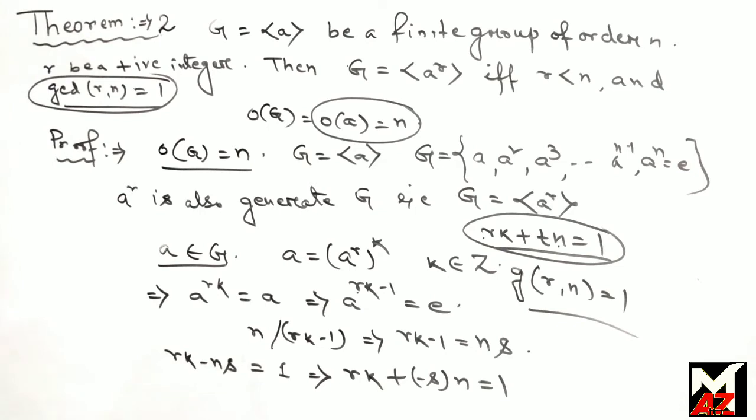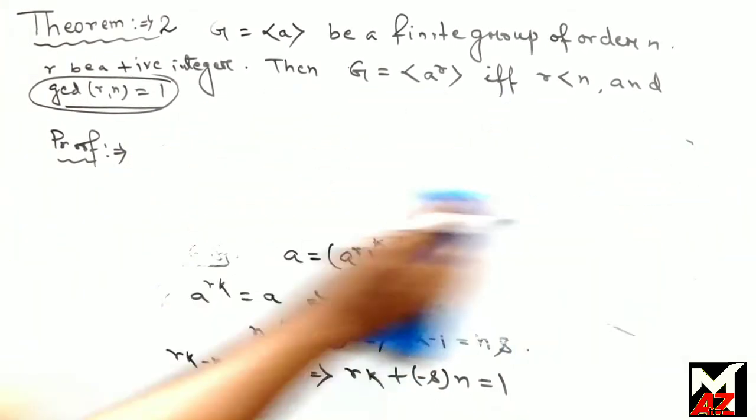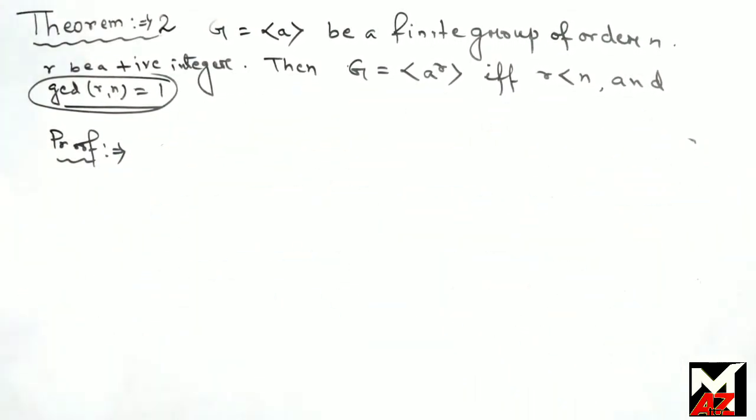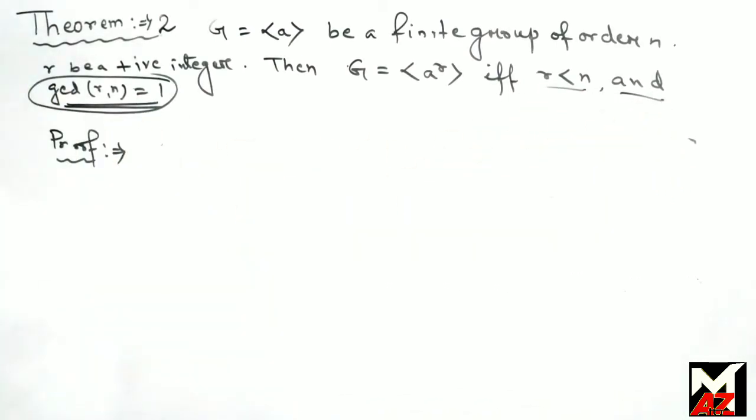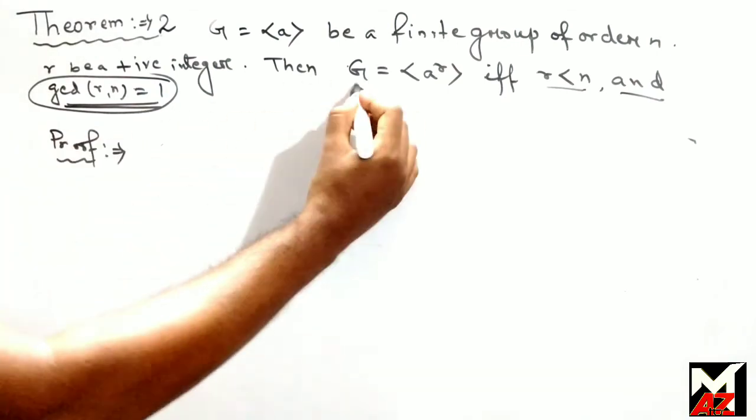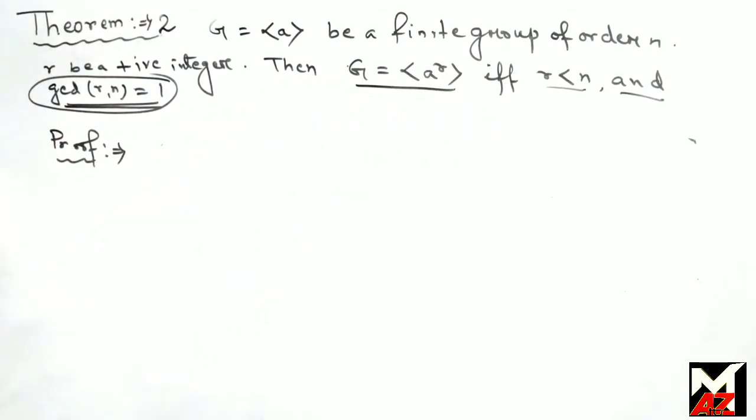Now the converse part of the theorem. The converse part is, if we take r less than n and r prime to n, we have to prove G is equal to the cyclic group generated by a to the power r.